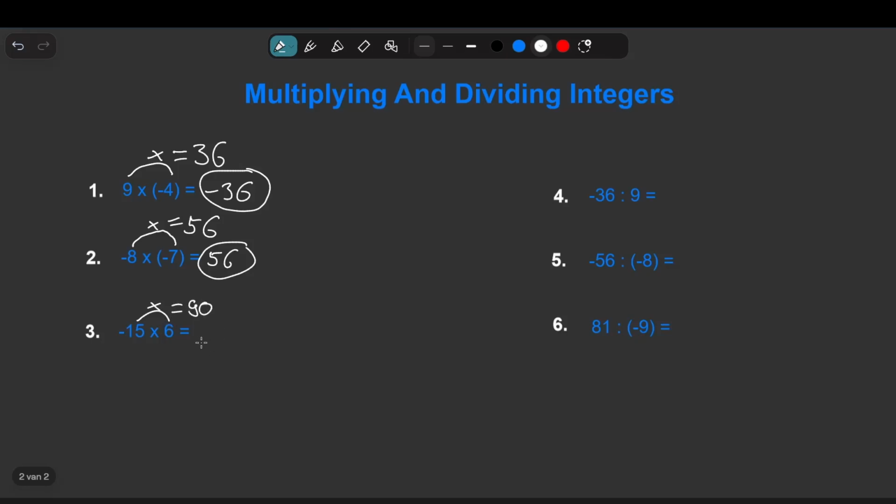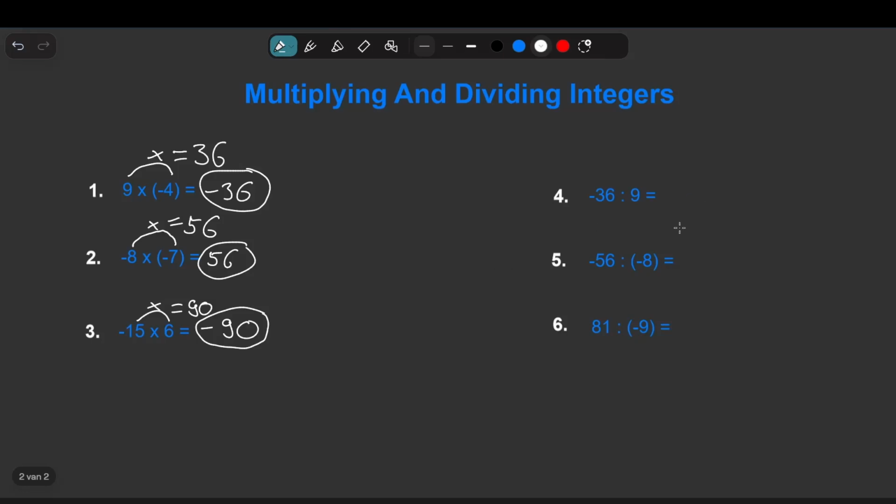90. And now we're going to look at the two signs. Do we have the same signs or different signs? Well, as you can see, we have two different signs, a negative number and a positive number. So our answer is going to be negative 90. Don't forget, guys, different signs equals negative, same signs equals positive. Always. So don't forget. Okay, now we're done with the multiplication problems.